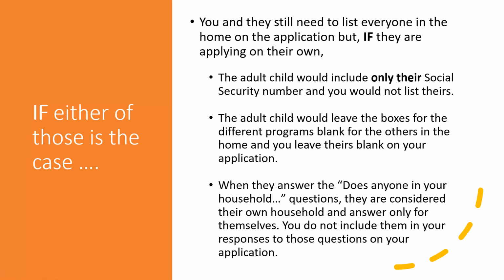The adult child would leave the boxes for the different programs blank for the others in the home, and you would leave theirs blank on your application. And I'll point that out when we go through the application itself. When they answer the "does anyone in your household" questions, they are considered their own household and answer only for themselves. They do not include any of you on their application, and you do not include them in your responses to those questions in your application.